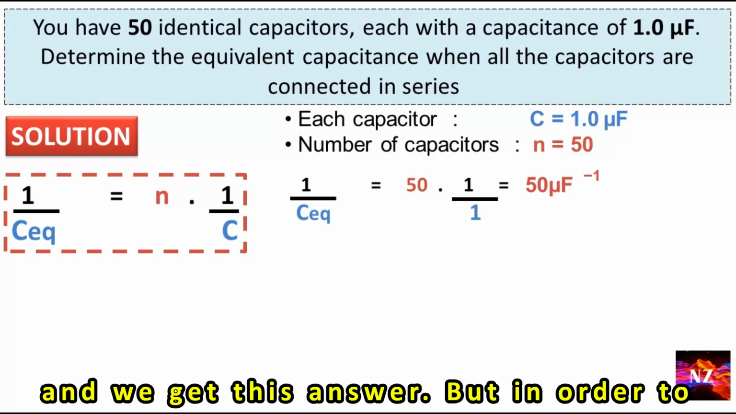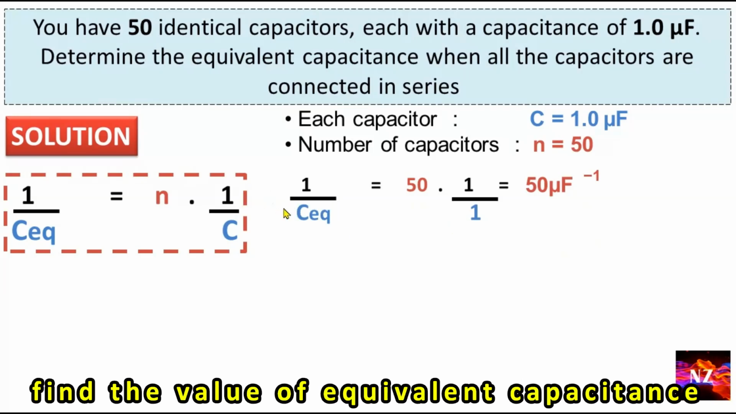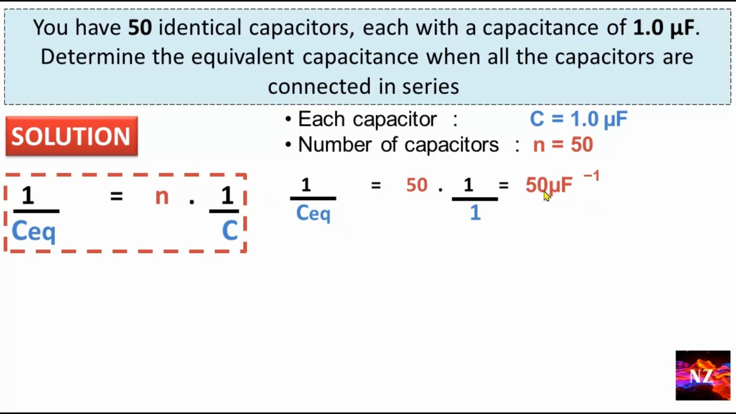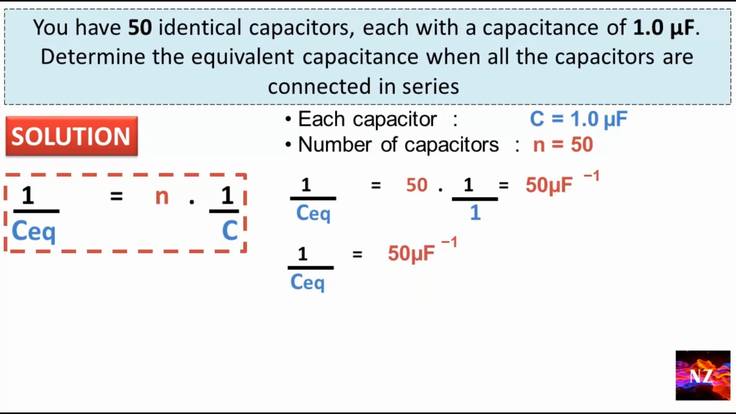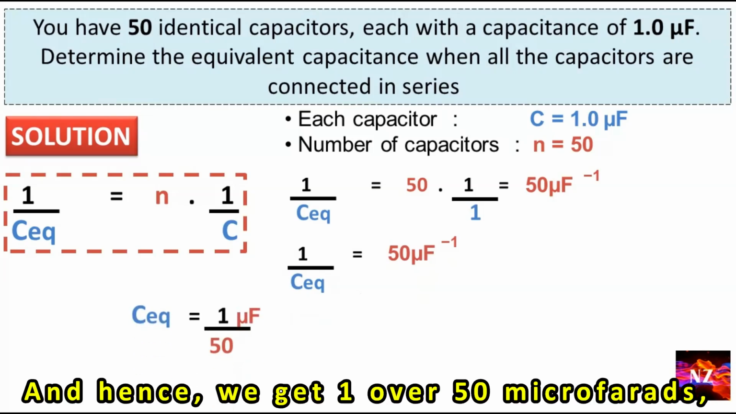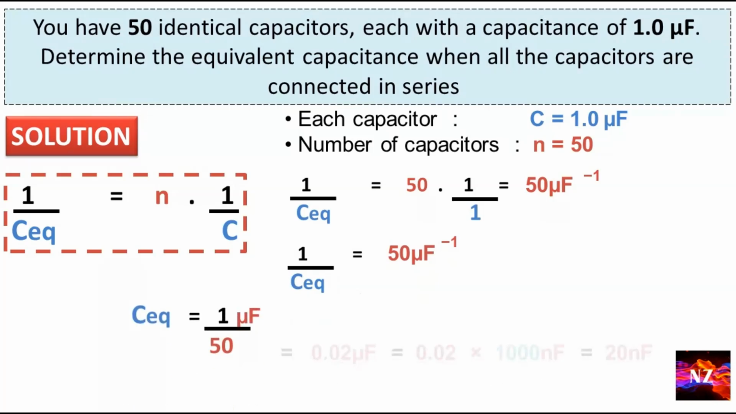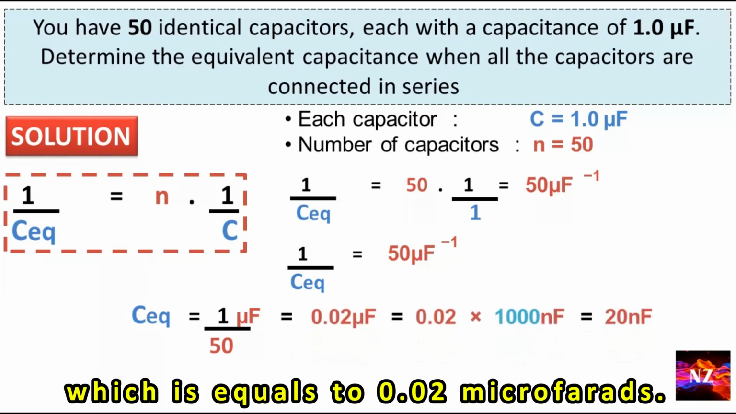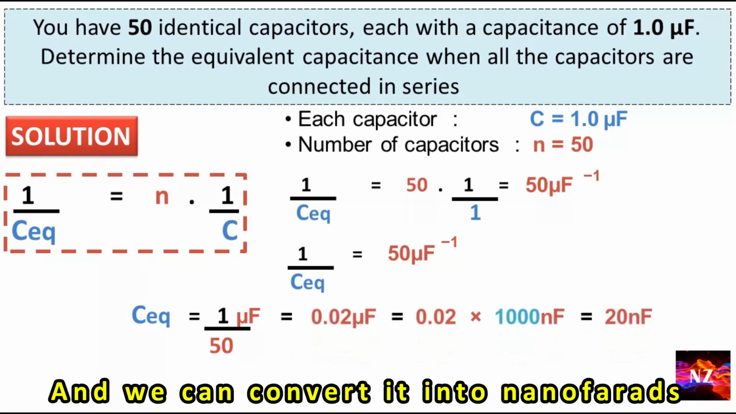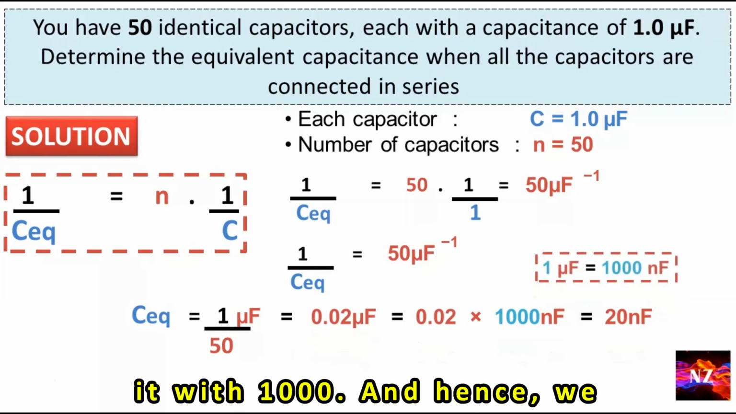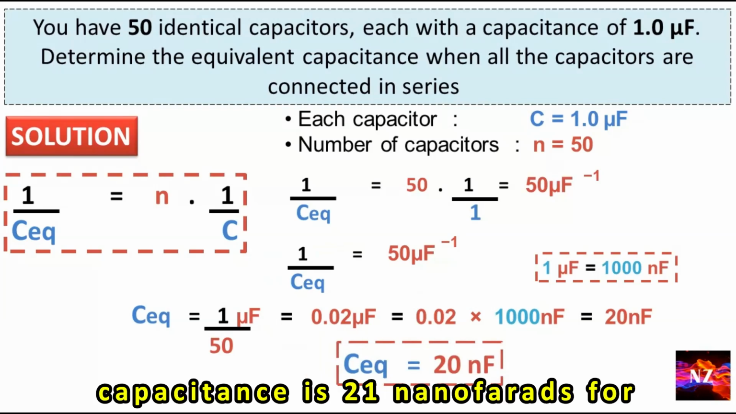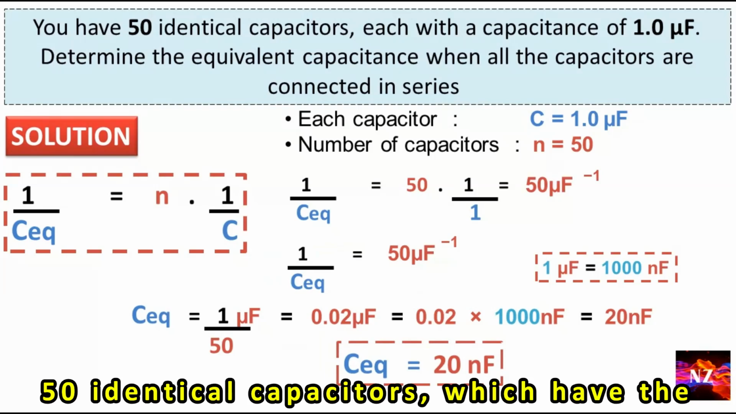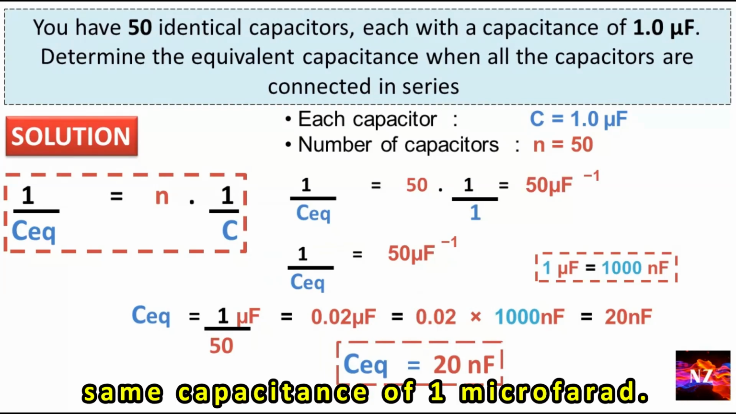But in order to find the value of equivalent capacitance, we have to find the reciprocal. So we will take the reciprocal of both the sides, and hence we get 1 over 50 microfarads, which is equal to 0.02 microfarads, and we can convert it into nanofarads by simply multiplying it with 1000. And hence we get our answer, which is the equivalent capacitance is 21 nanofarads for 50 identical capacitors which have the same capacitance of 1 microfarad.